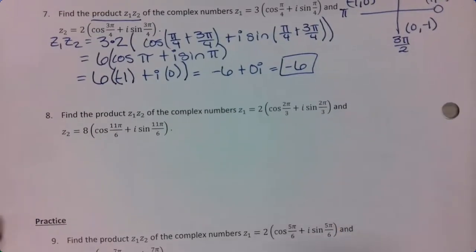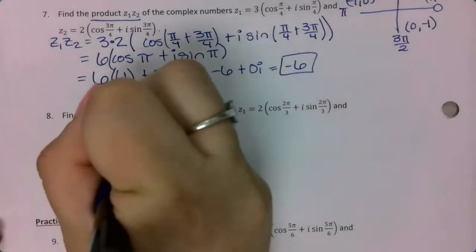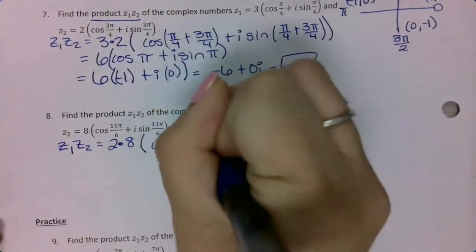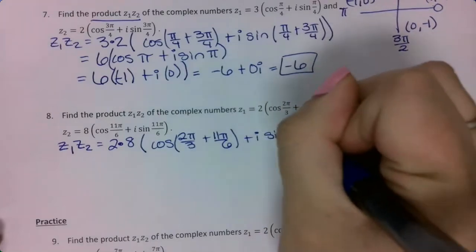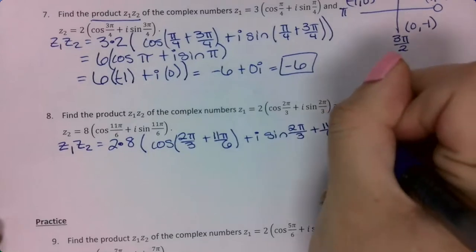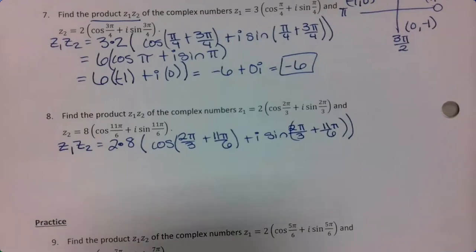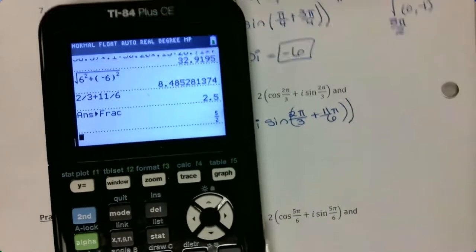Okay, so I'm going to move on to number 8. It's the same idea. So then I'm going to take my two outside numbers and multiply. So I have 2 times 8. Then inside, I'm going to add my angles. I'm adding 2 pi thirds and 11 pi sixths. 15 pi 6. Does that simplify? It simplifies, that's why I was asking.